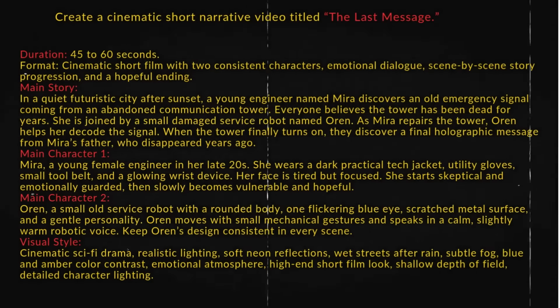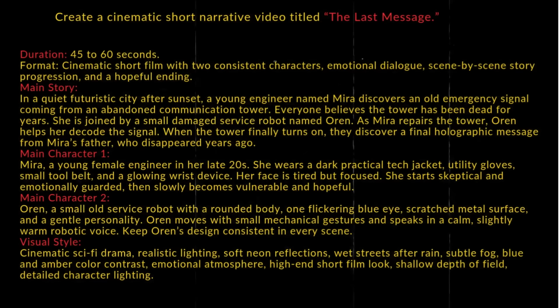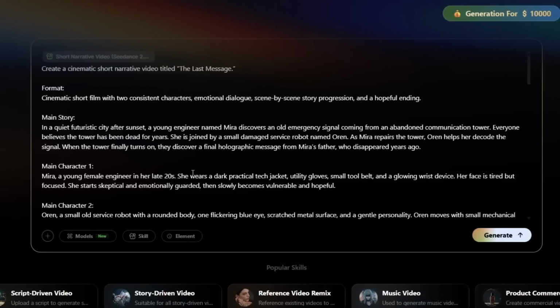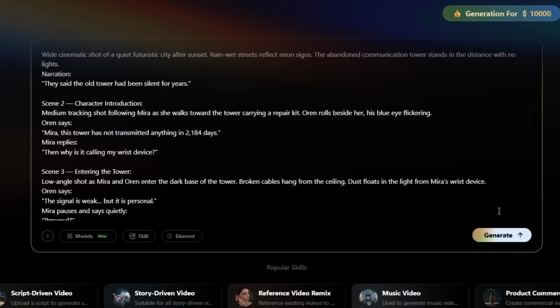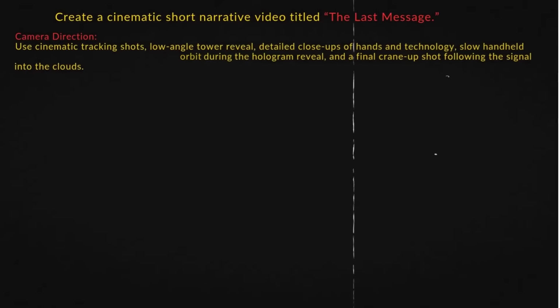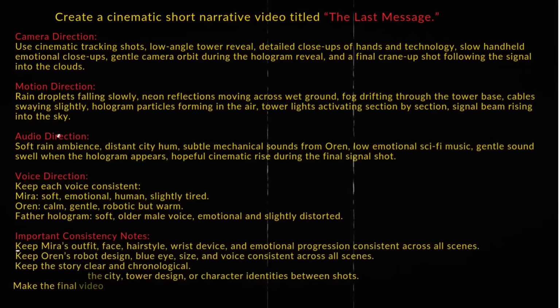And for the style, I asked for a cinematic sci-fi drama with rain-wet streets, neon reflections, subtle fog, and emotional lighting. So this is not just a prompt like, make a sci-fi video. This is more like giving the AI a mini production brief. And that's important because if you want consistent results in AI video, you need to give the tool clear direction. Character, action, camera, style, audio, and edit plan.